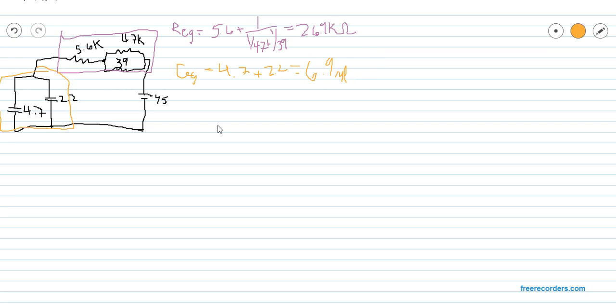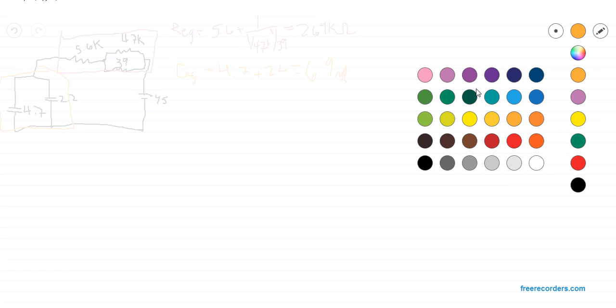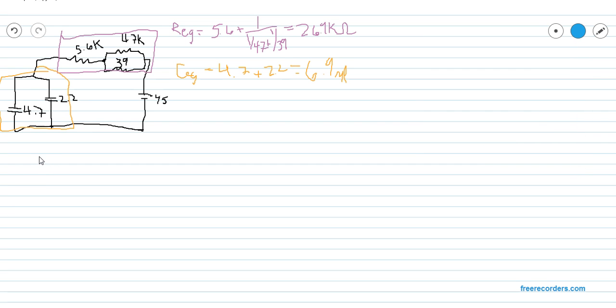Microfarads. So now we can take both of these and draw an equivalent circuit that's a little more familiar and a little easier to recognize. There, 6.9 microfarads. We have this resistor here, which is our Req, which is 26.9 kilo ohms. And our source voltage stays the same because we haven't done anything with that yet. That's 45 volts.